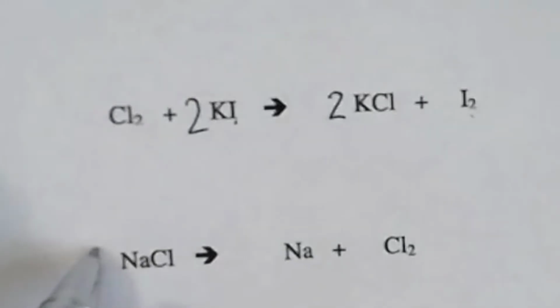Okay, next one. Sodium chloride, and 1 sodium, 2 chlorine. So the only option is a 2 here. So now we've got 2 chlorines, 2 chlorines, and then a 2 here for 2 sodiums.